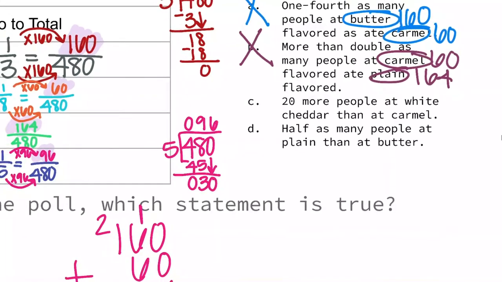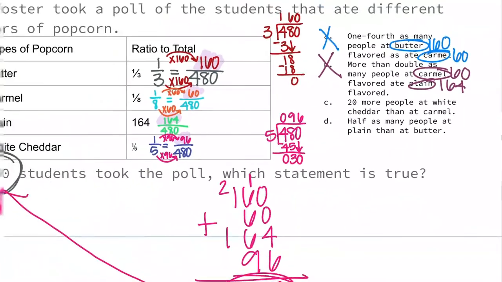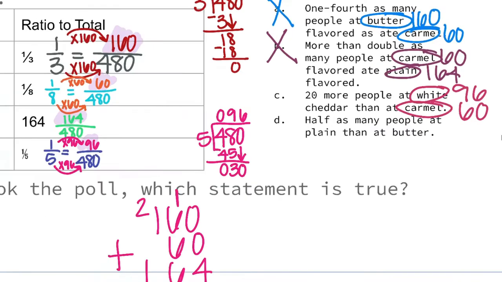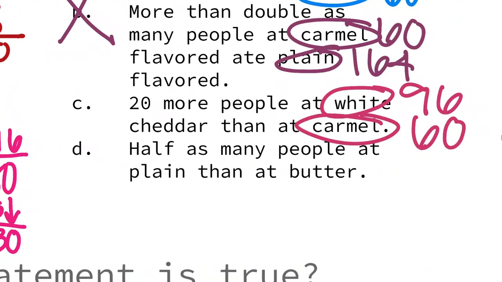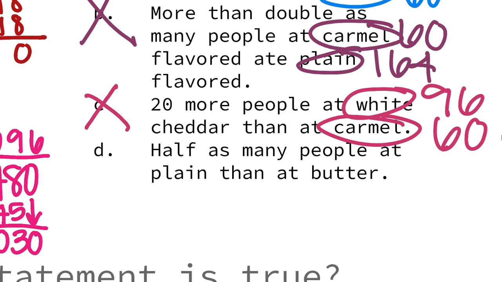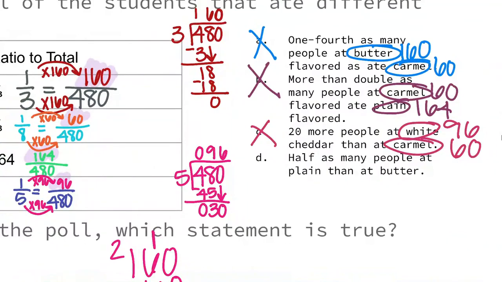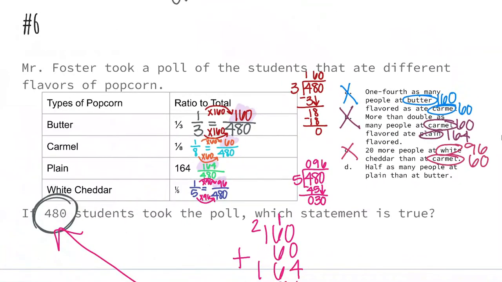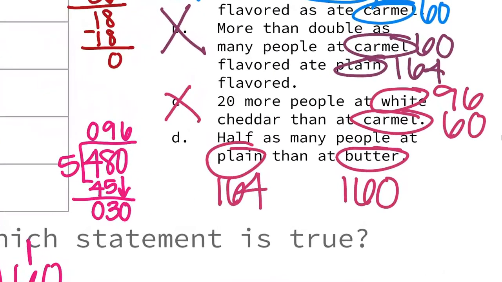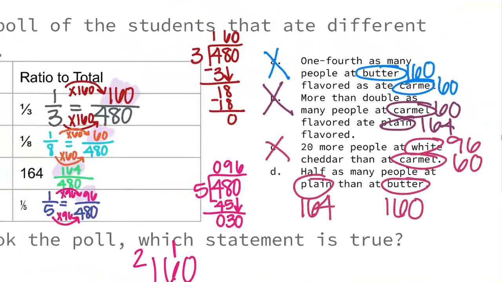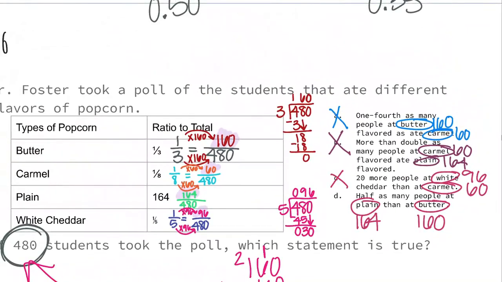Okay, next one. 20 more people ate white cheddar than caramel. White cheddar was 96. Caramel was 60. So this says 20 more people ate white cheddar than caramel. Well, 20 more would be 80, and I'm at 96, so more than 20 people ate. So that's not it. And this one says half as many people ate plain than butter. So plain is 164, and butter is 160. So half as many people ate plain than ate butter. Yes? That's not it.